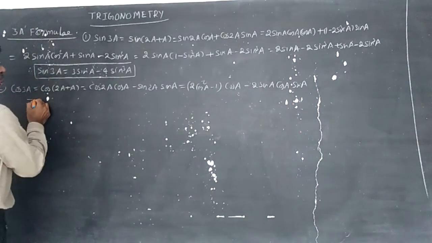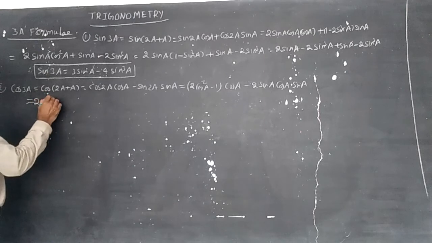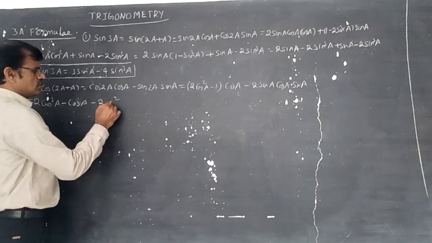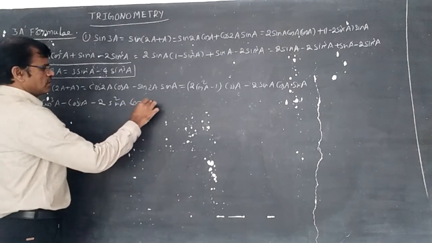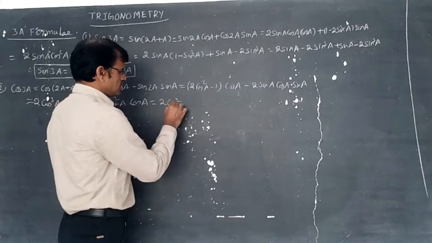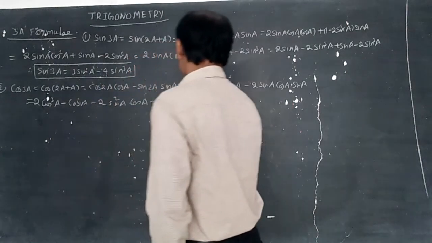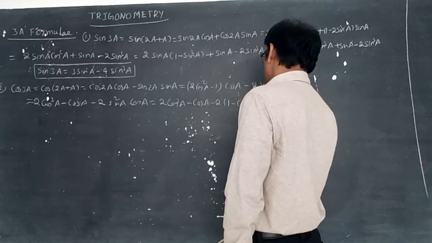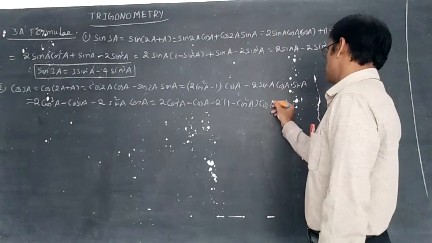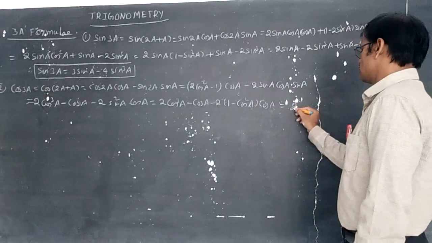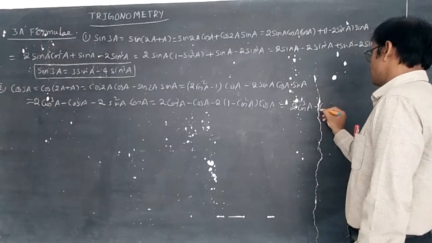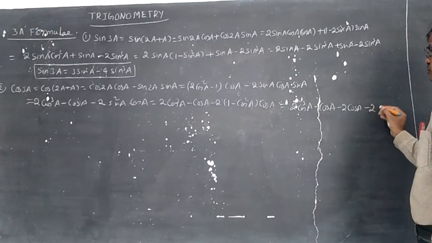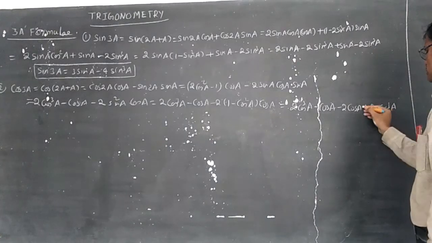Next step, multiply that: 2 cos square A into cos A becomes 2 cos cube A, minus cos A, minus, this can be written as 2 sin square A into cos A. That is equal to 2 cos cube A minus cos A minus 2 into, instead of sin square A, we can write 1 minus cos square A, into cos A. So multiply here: 2 cos cube A minus cos A minus 2 cos A minus 2 cos cube A. No, it is minus of minus, so it becomes a plus.